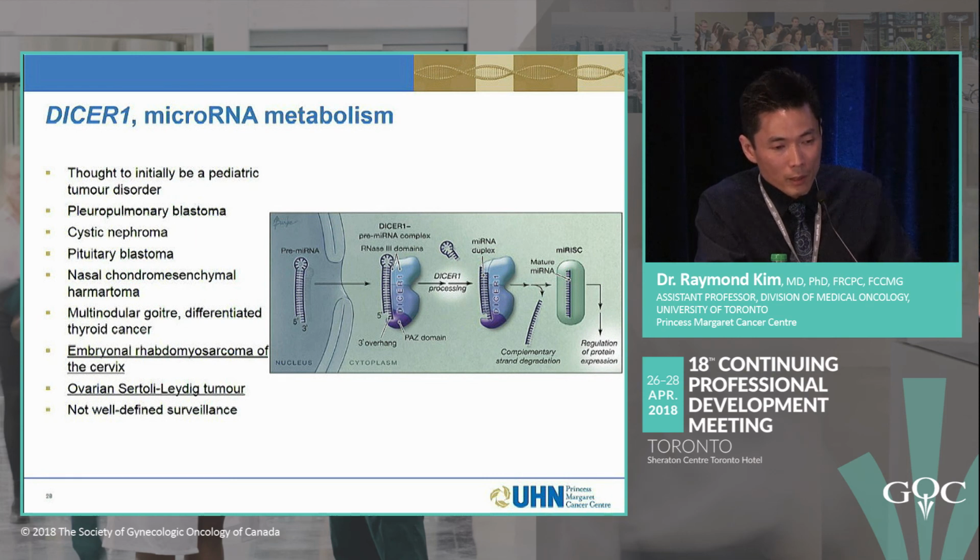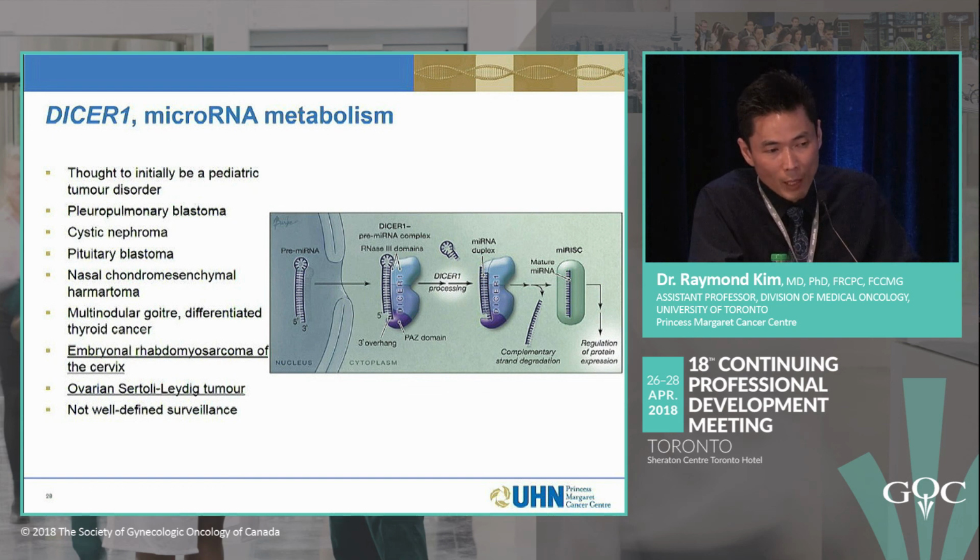So I talked a little bit about Lynch syndrome and the complexities and the genetic types of technologies that are used there. This is just another syndrome that I wanted the audience to be aware of because they get rare types of gynecologic tumors known as embryonal rhabdomyosarcoma of the cervix and ovarian Sertoli-related tumors. The surveillance in these patients is very undefined, and they're at risk of developing mainly pediatric tumors.